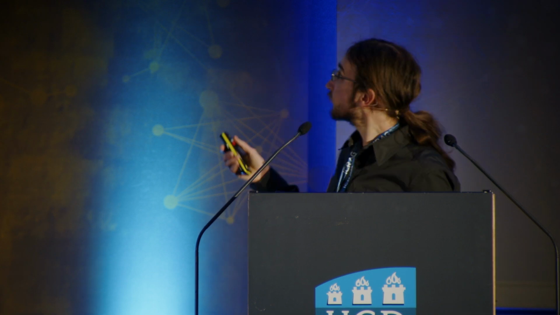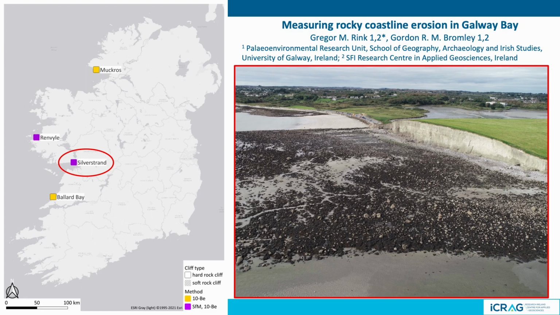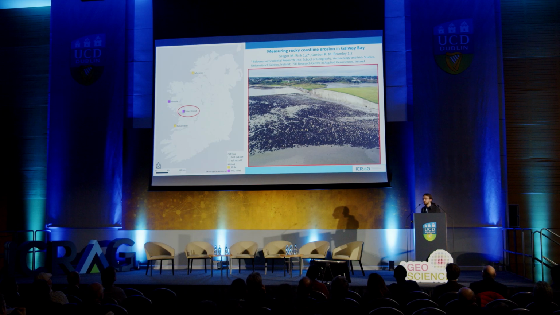It's a coastal drumlin, so we have glacial deposits in the back forming a nice cliff. We have a shore platform fronting it. And now there is the question, okay, how can we measure the coastal erosion there?